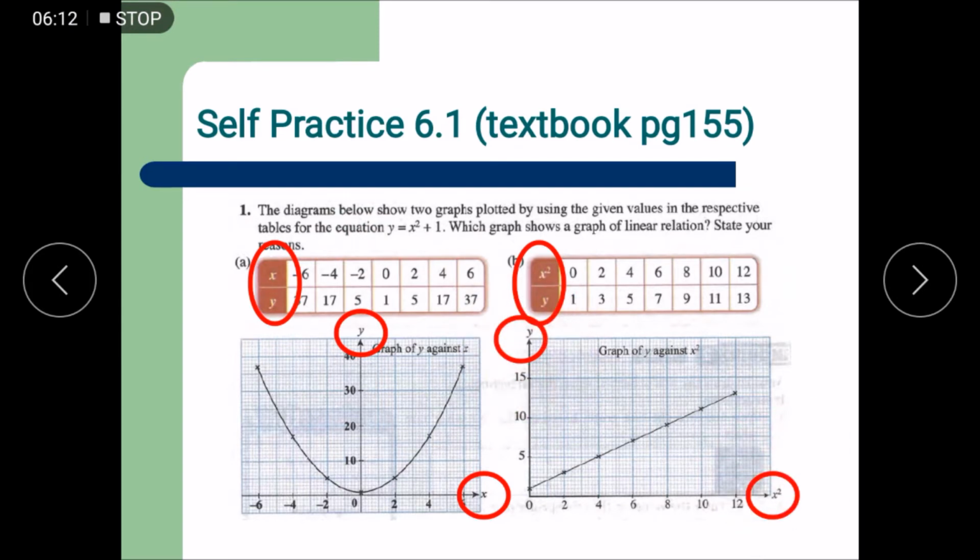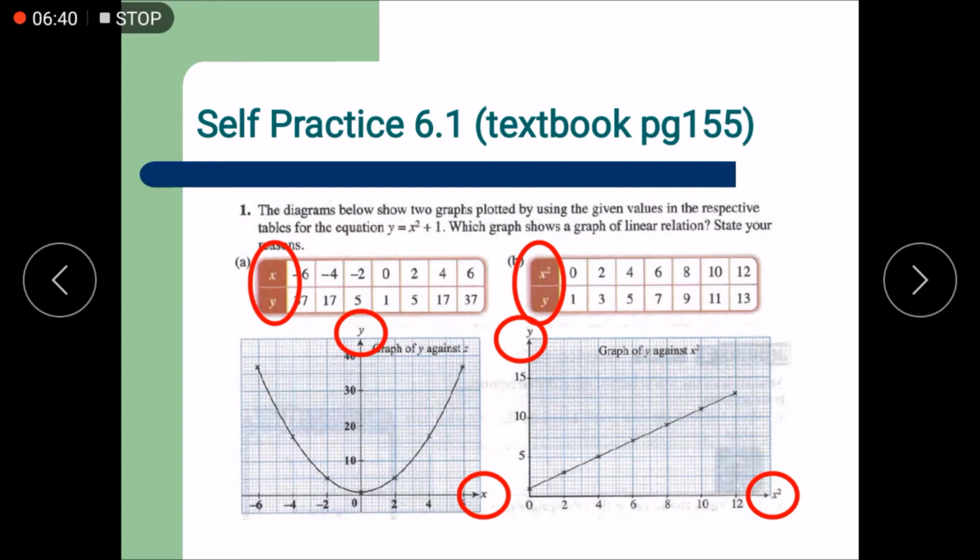Okay, so that's the only purpose here in this chapter. How to make it linear? You change the axis. So instead of plotting the graph of x and y, you will plot the graph after you have linearized the non-linear equation. This one you just see in your textbook. Which graph shows the graph of linear? State your answer. You just read it from your textbook.